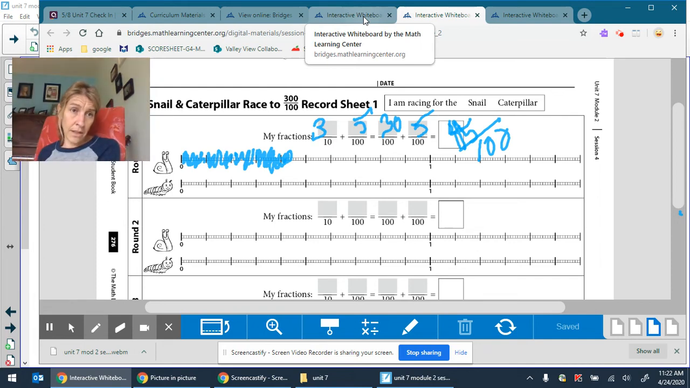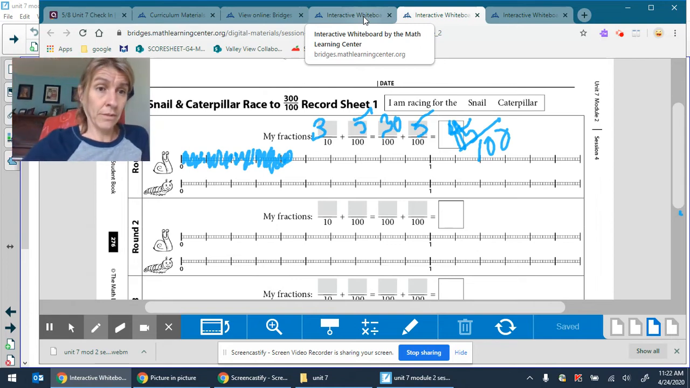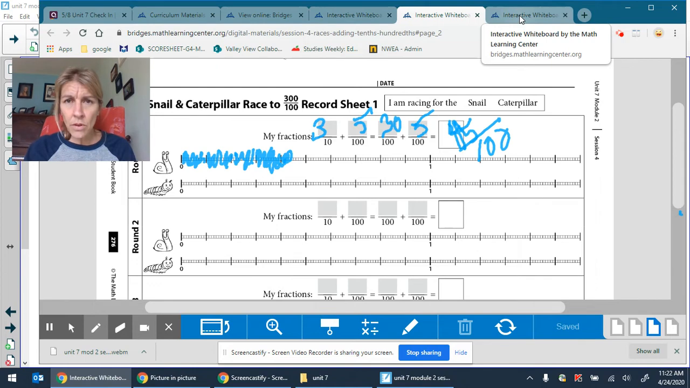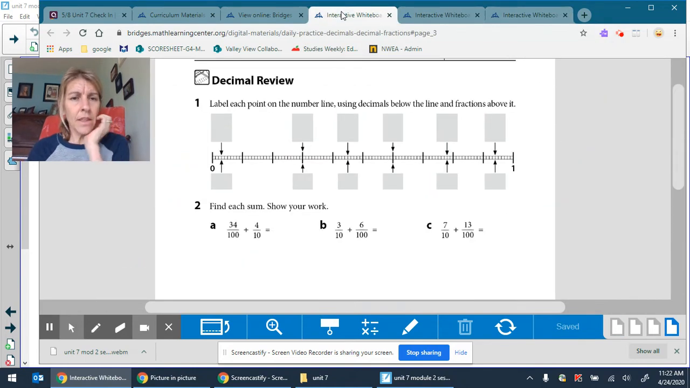You could, if you had the opportunity to work with a partner, you could do it. You don't have to, but if you want to go above and beyond, that's great. And follow the directions. It'll be even more clear than Mrs. G. But today's work is going to look like this, not this. It's decimal review, and then look at number 2. It's exactly what we were doing.